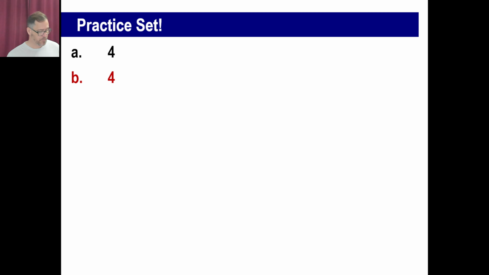Pause it and try C. On C, you multiplied the 3 by 2, so 3 times 2 is 6. All right, pause it and try D. Same thing here. Okay, multiplied by 3. 3 times 3 is 9. 9 over 12. All right, pause it and try E.